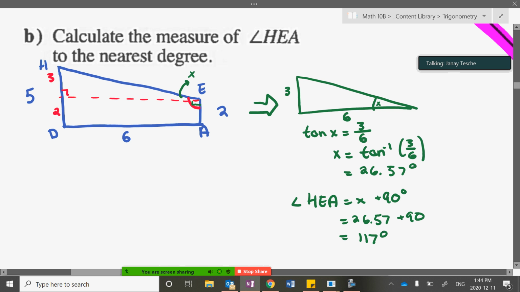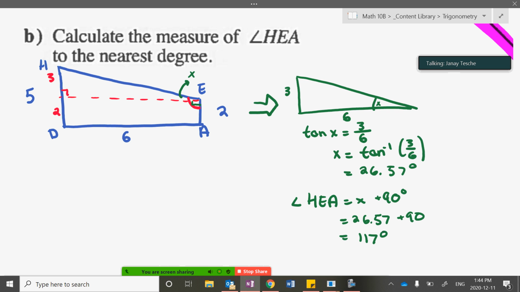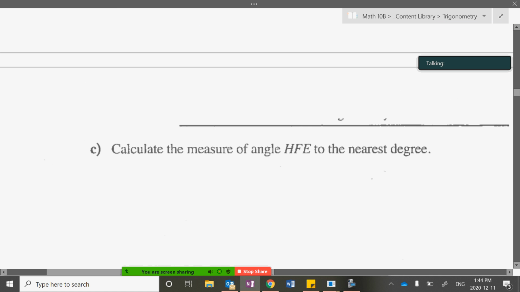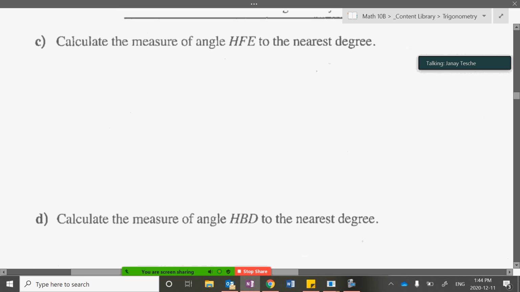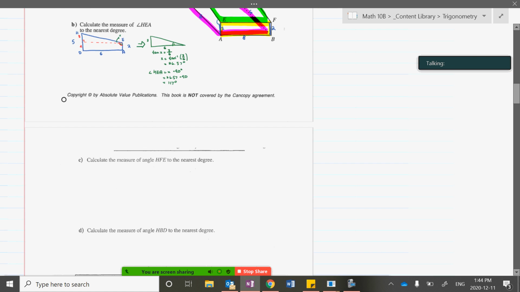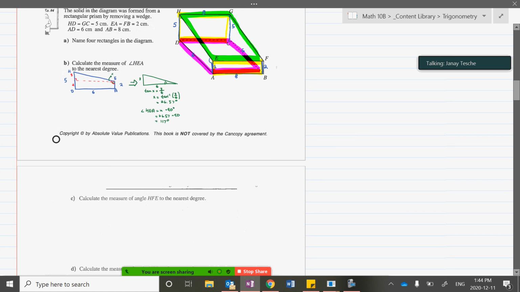So that one's a little bit hard because you have to think about it differently. It steadily gets harder and harder with the next 2 parts. I'm going to just turn over. So then it says calculate the measure of angle HFE. So HFE, sorry, I have to zoom out quite a bit so you guys can see it both. So HFE, we're looking at the top of this.